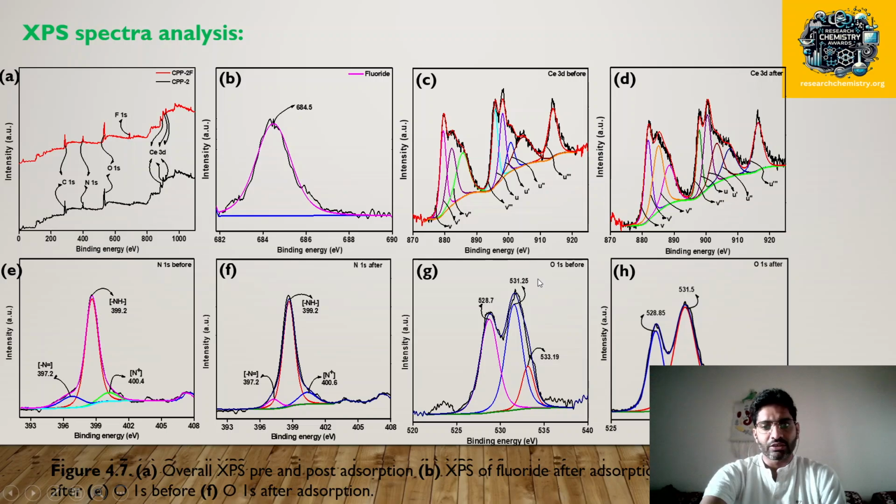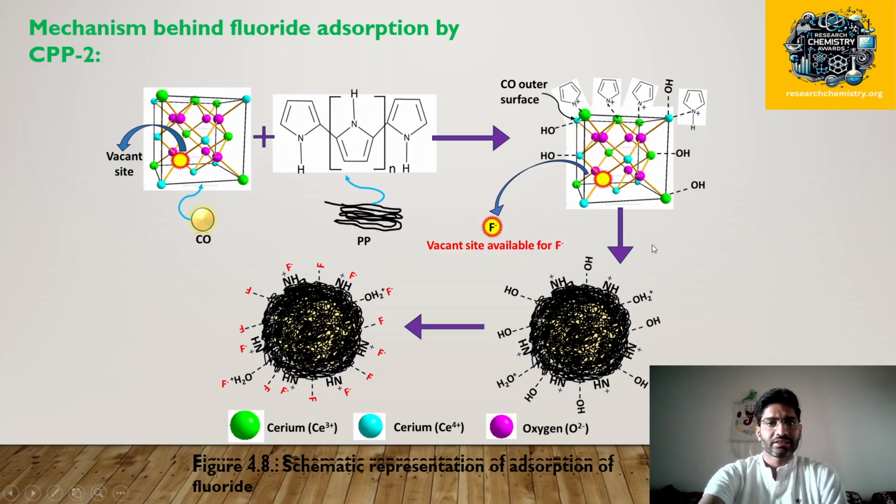Here we could see the O1s spectra, and a slight blue shift could also be observed in the O1s spectra before and after absorption. So, which again confirms that there has been a successful adsorption of fluoride in the CPP2. Further, this is the mechanism.